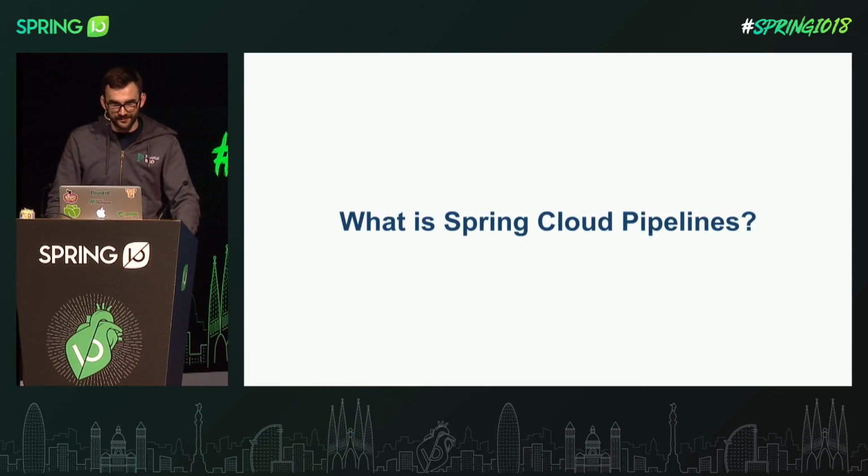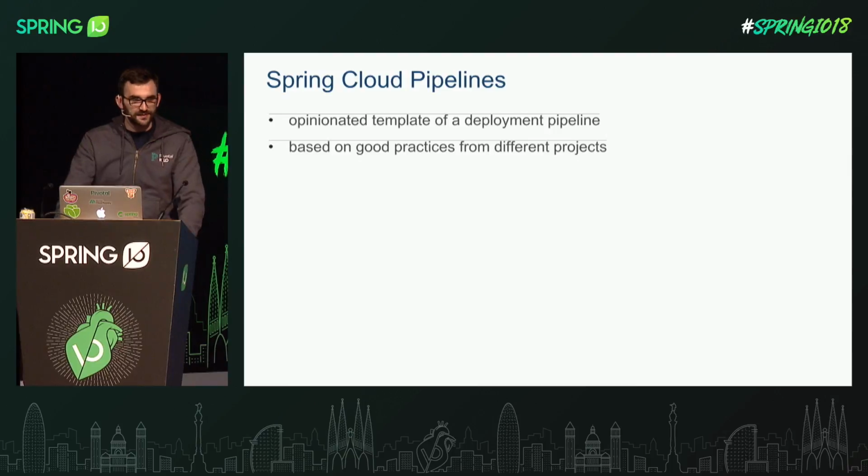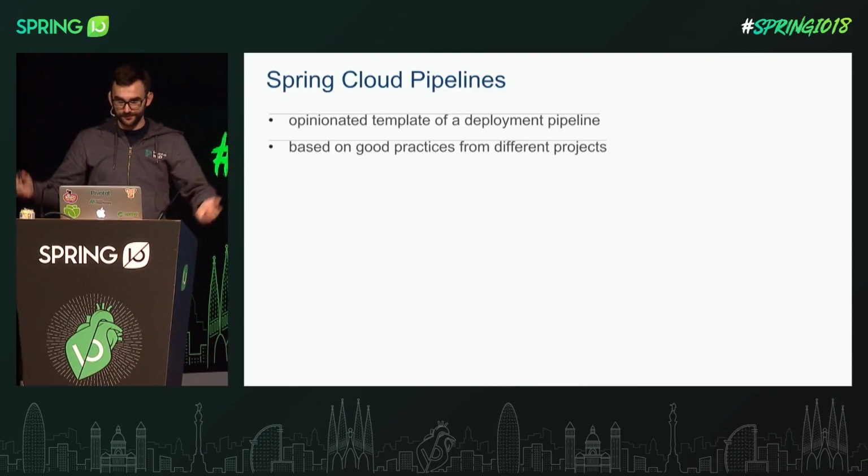What is Spring Cloud Pipelines then? It's a GitHub project that contains an opinionated template of a deployment pipeline. It's based on good practices from different projects. It's not that somebody woke up in the morning and said, this is how you should deploy.